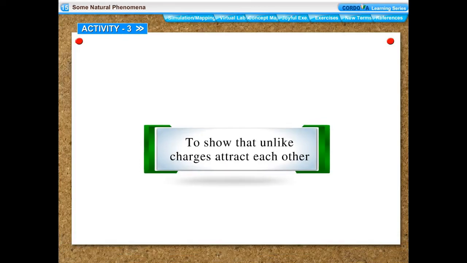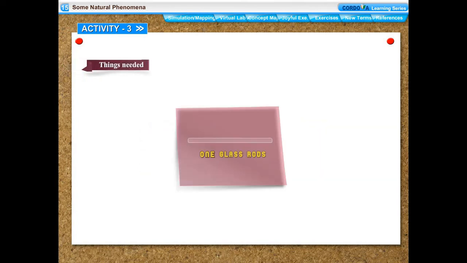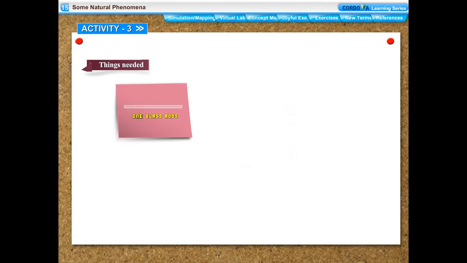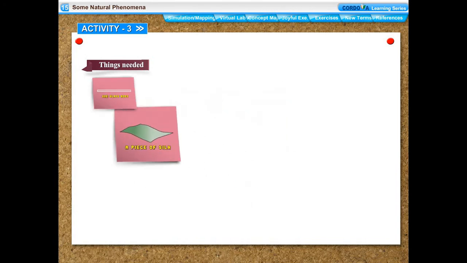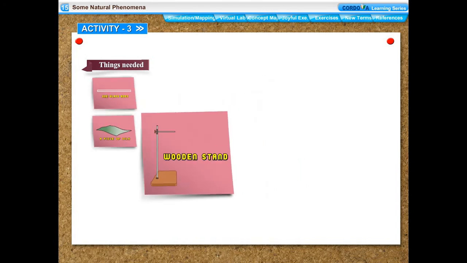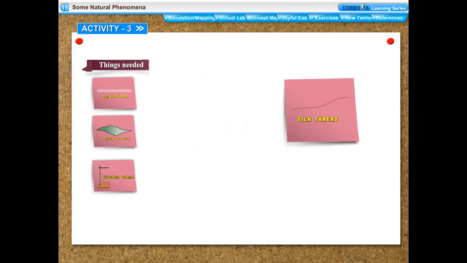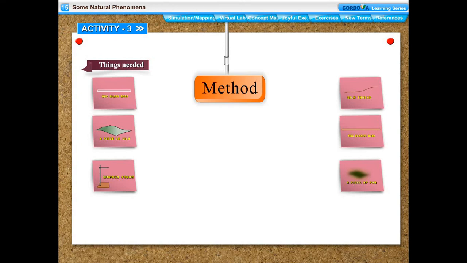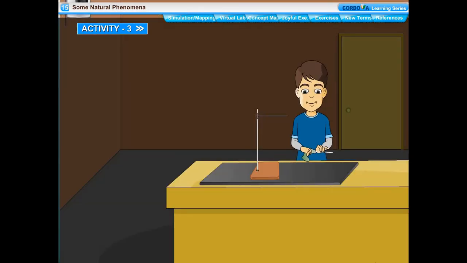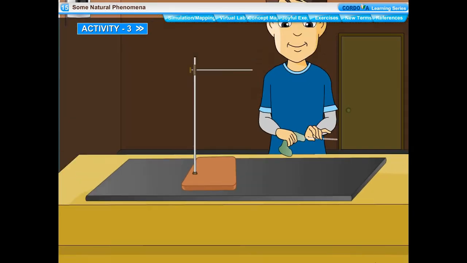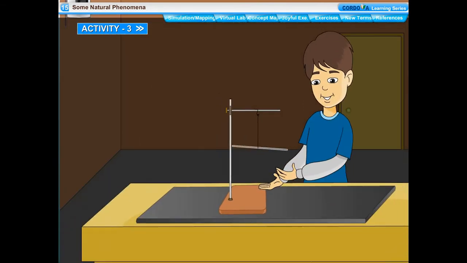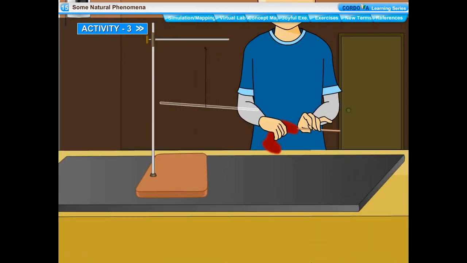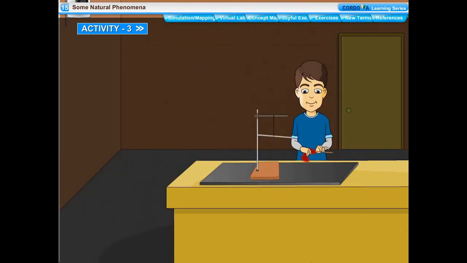Activity to show that unlike charges attract each other. Things needed: a glass rod, a silk cloth, a wooden stand, silk thread, an ebonite rod, fur. Method. We suspend a glass rod rubbed with silk cloth to a stand using a silk thread. We bring an ebonite rod near the suspended glass rod.